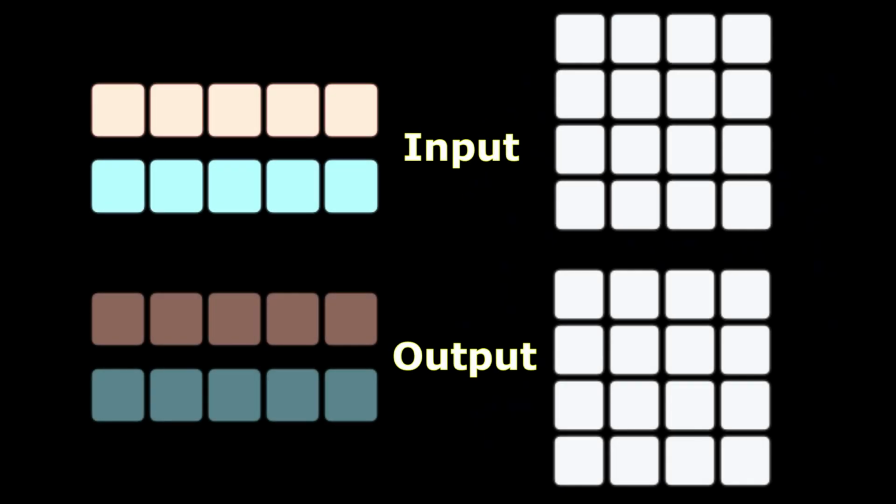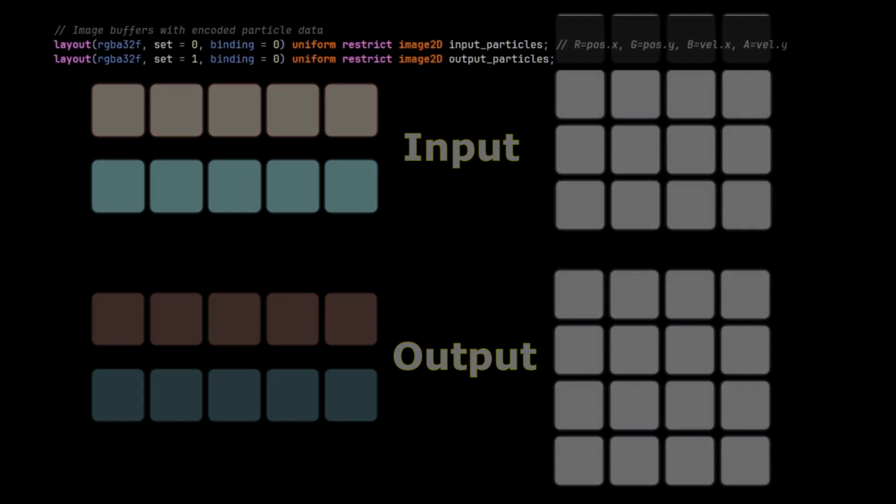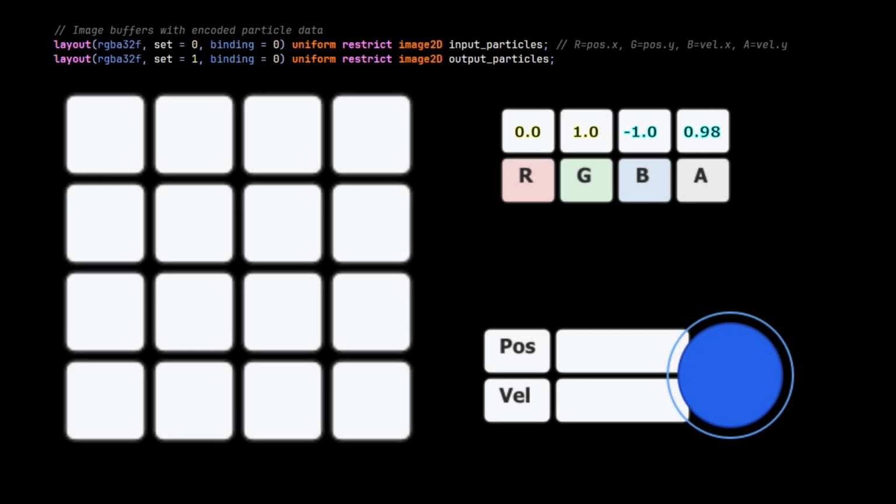Just like we had for the storage buffers, there's one for the frame's input particles and one for the frame's output particles. So instead of storing colors in this texture, we'll treat each pixel as a particle. The red and green channels will store the particle's position values, and the blue and alpha channels store the particle's velocity values. As long as we can translate which pixel maps to which particle, this works great. Our compute texture will be 256 by 256.